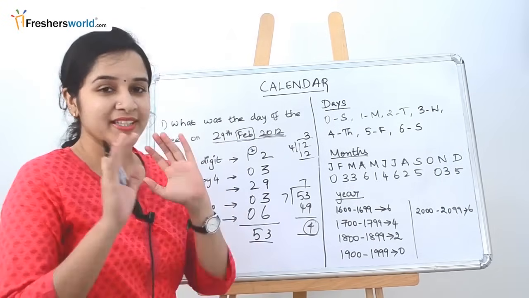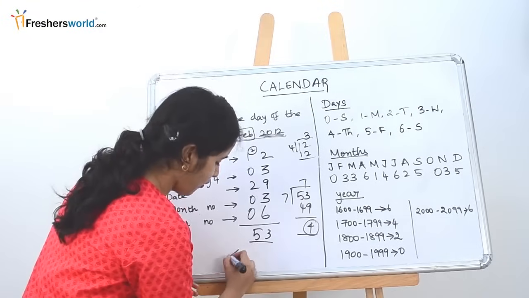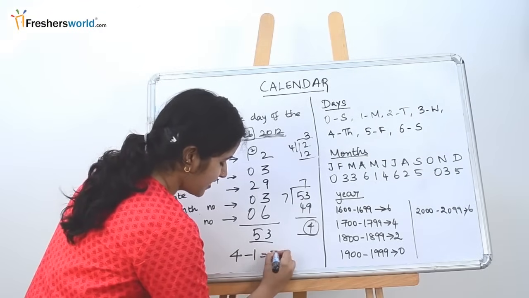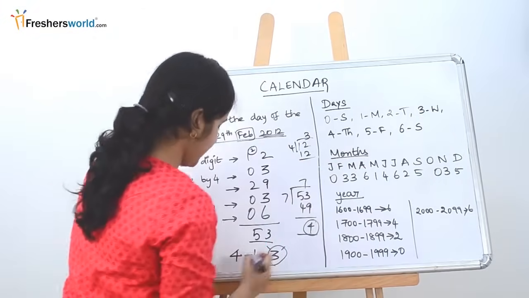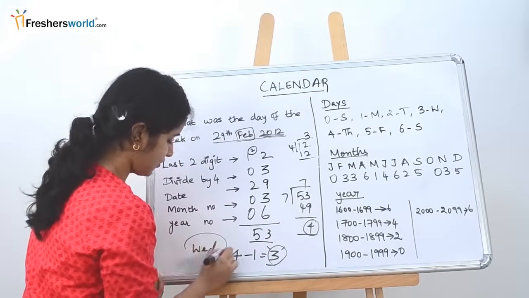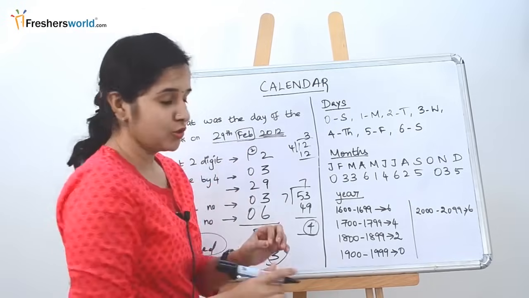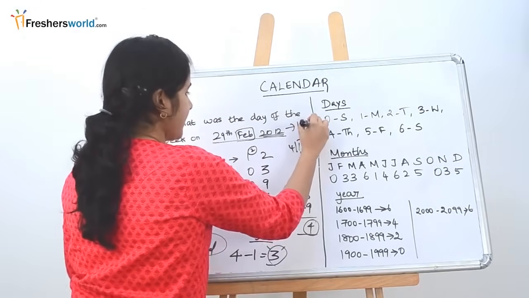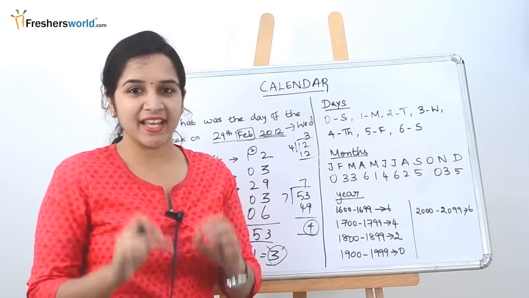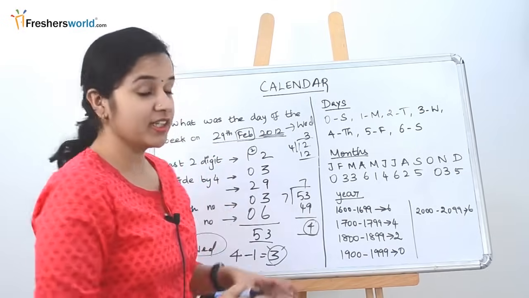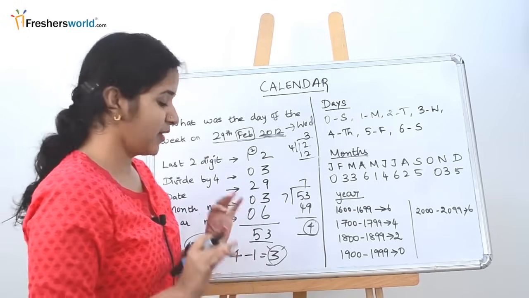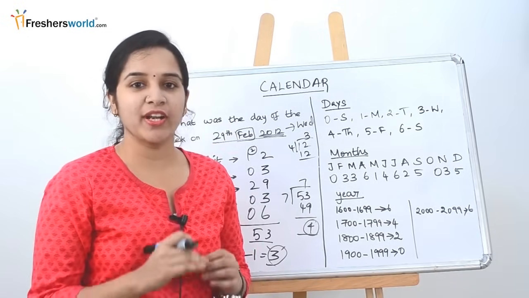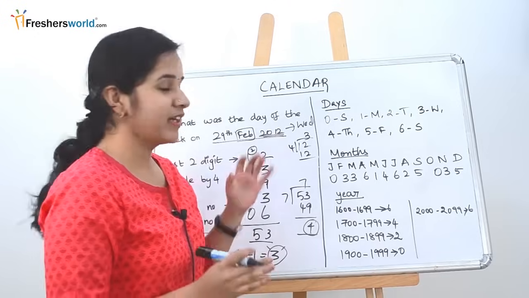So the same step we are going to do, but take 4 and subtract 1 from it, which is 3. So 3 corresponds to Wednesday. So 29th Feb 2012 falls on a Wednesday. It is the same step that we followed for a normal year, with only a minor change in the last step, where we subtract 1. You can use the same method for any other leap year to find what day it falls on.